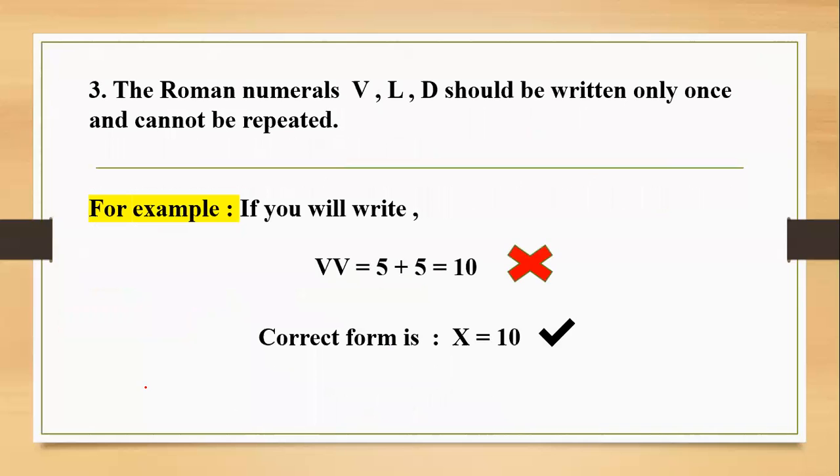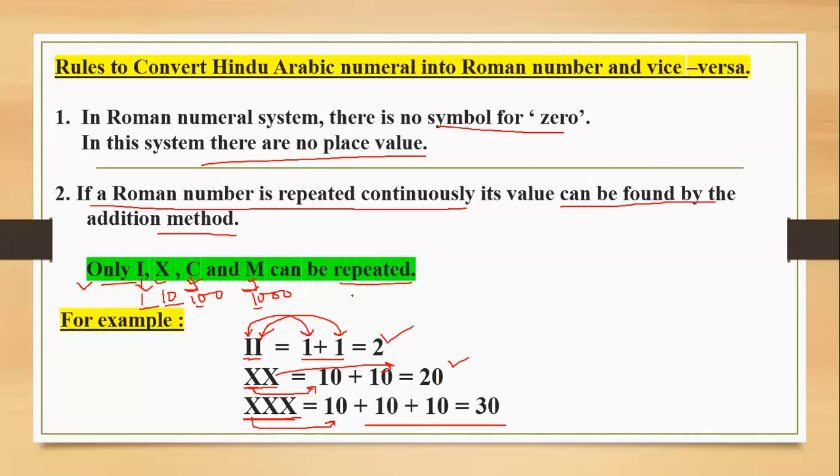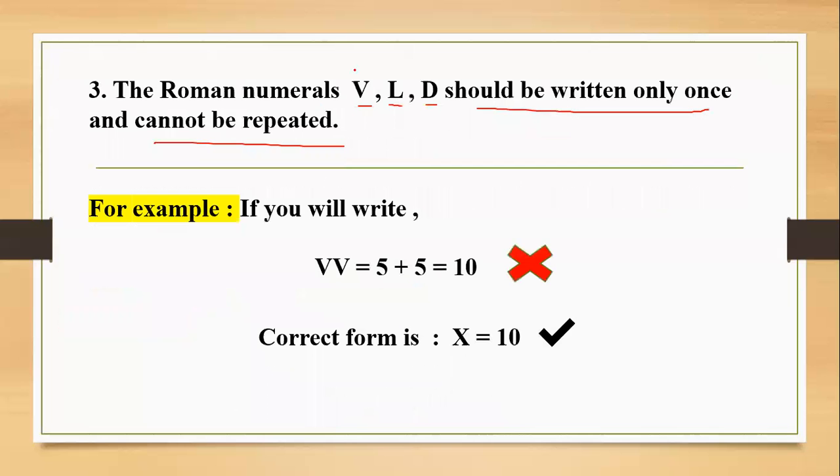Now the third rule is the Roman numerals V, L, D should be written only once and cannot be repeated. Out of the 7 symbols, you can see that I, X, C and M can be repeated, but these 3 symbols V, L, D cannot be repeated.